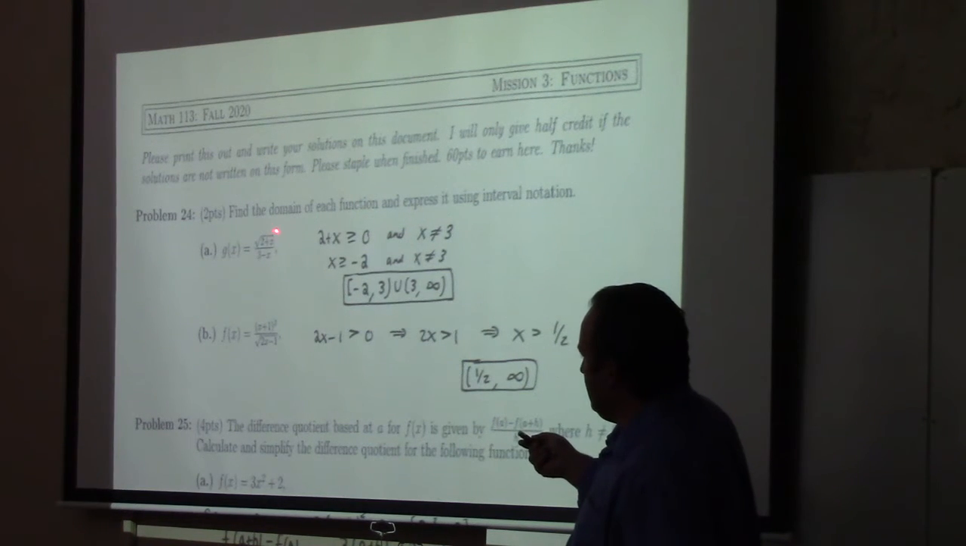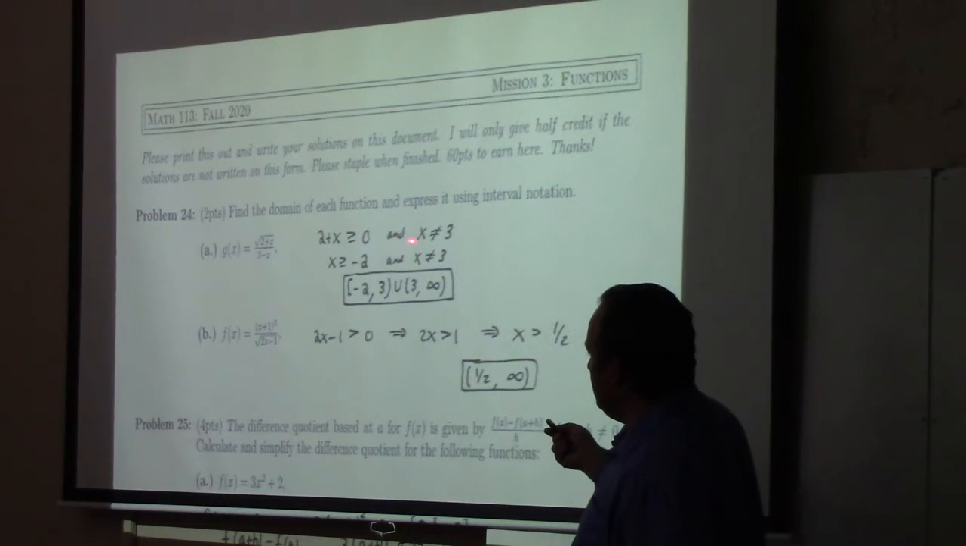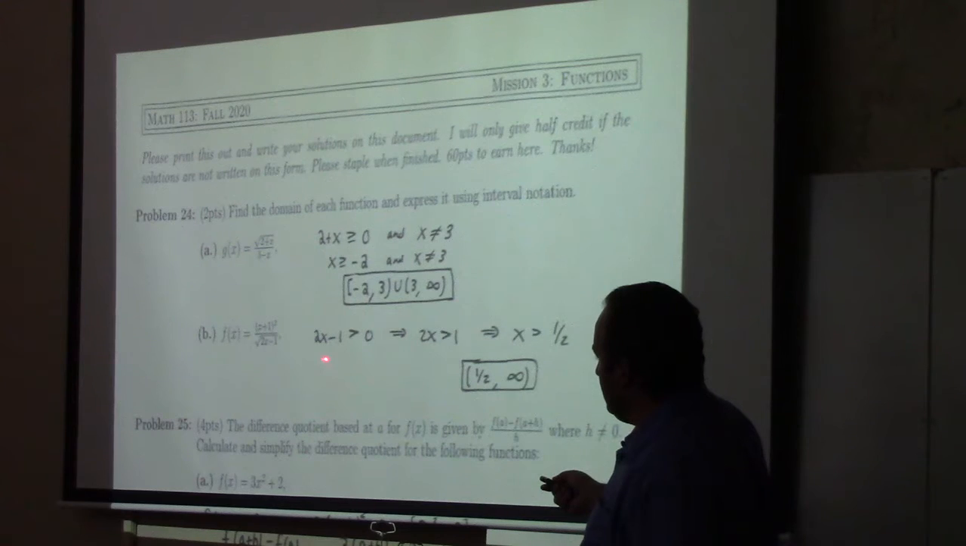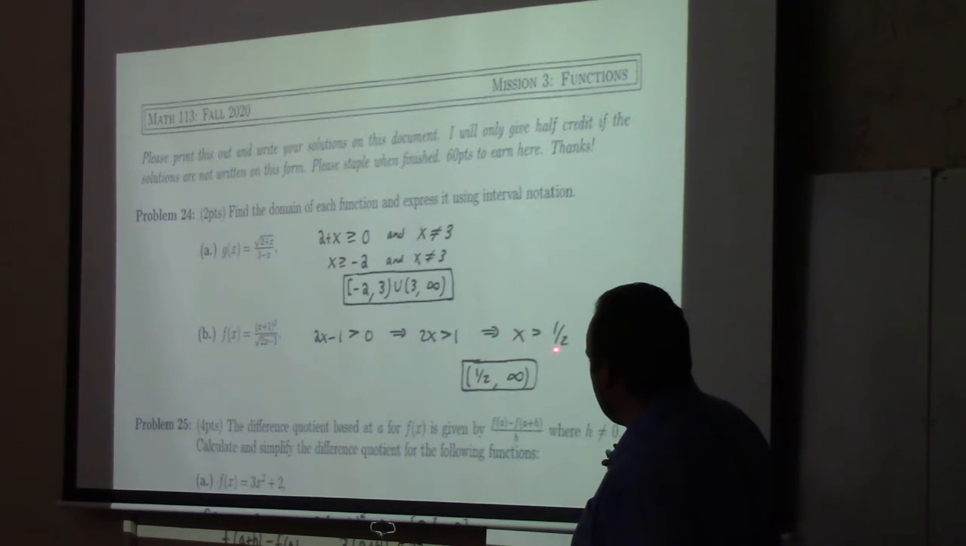So this one, basically, for the numerator, we need 2 plus x positive, or 0. And for the denominator, we need x not equal to 3. So you put those two things together, you get minus 2 to 3, and then 3 to infinity. For this one, the numerator doesn't do anything to you, but the denominator forces you to have x larger than a half. And so the answer is 1/2 to infinity.